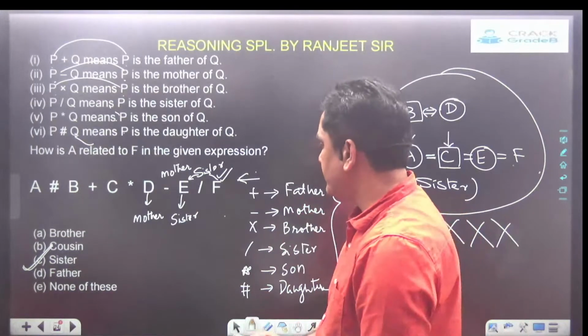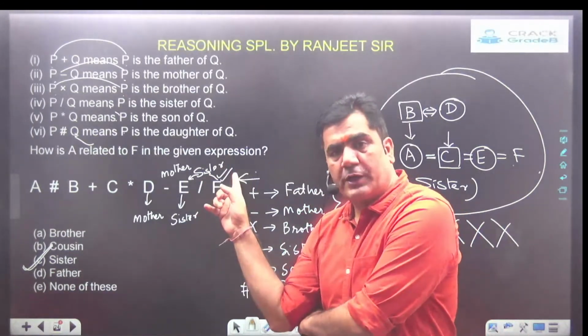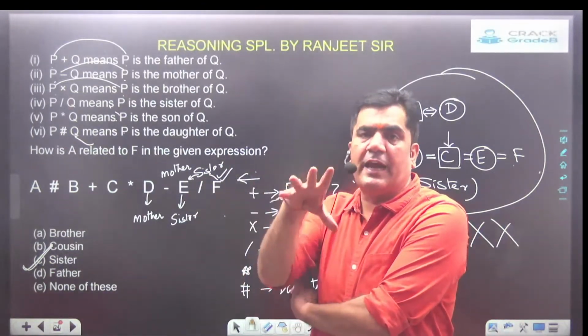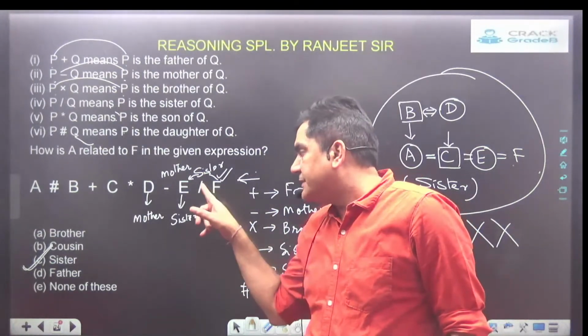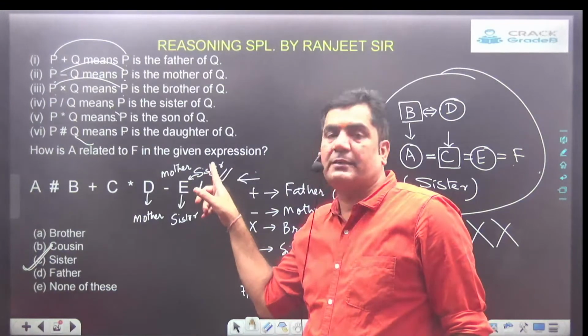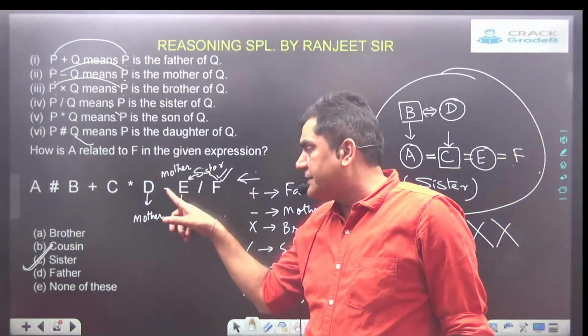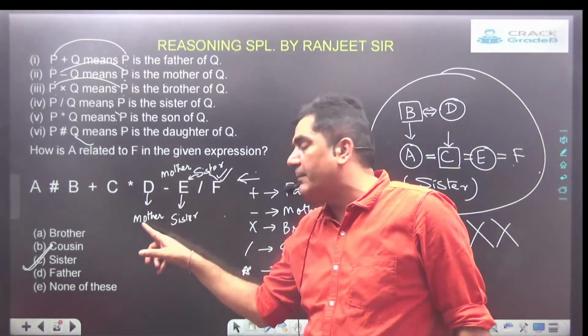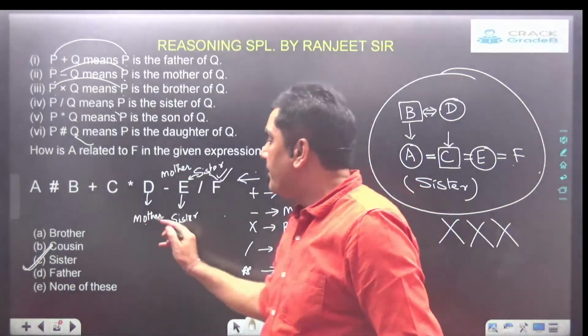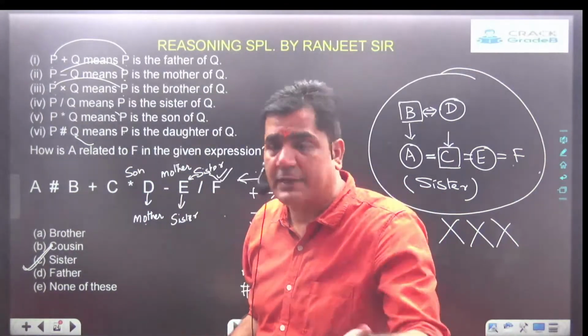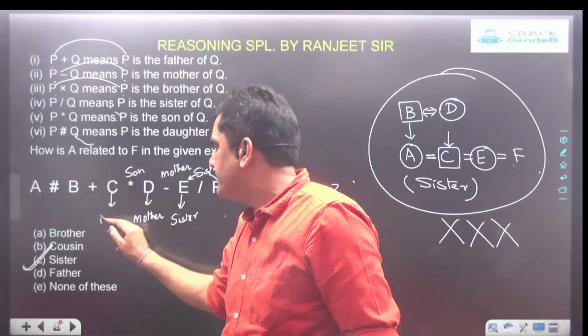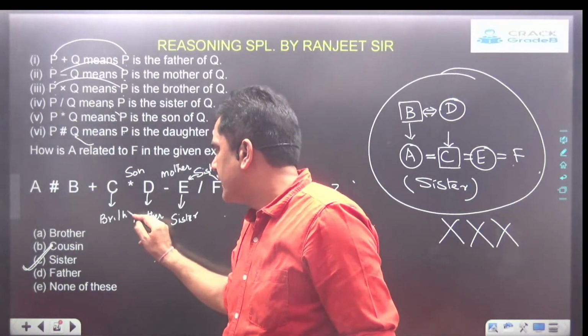I repeat. You start from the last. Now assume yourself to be the last person, so here I am assuming myself to be F. This symbol stands for sister, so my sister will be E. Now this stands for mother, so my sister's mother will be my mother. Next one. My mother's son will be my brother. So C is my brother.